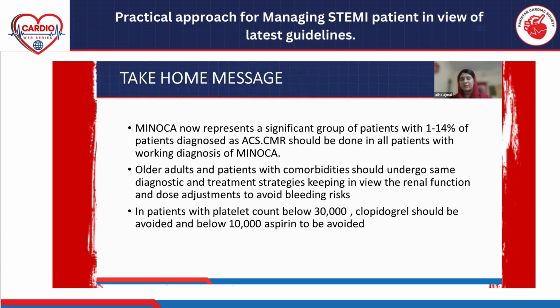Older patients and adults with comorbidities should undergo the same diagnostic and treatment strategies, keeping in view the renal functions and dose adjustments. In patients with a platelet count below 30,000, clopidogrel should be avoided. And in patients below 10,000, aspirin should be discouraged.